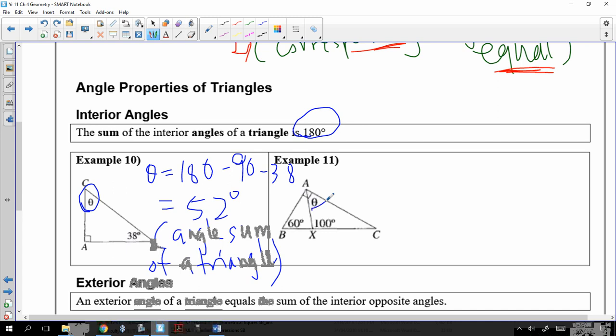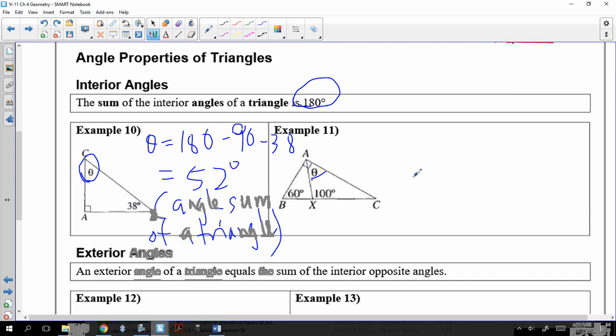Okay, let's work out theta. Now, to work out theta, you have to work out another angle first. Which angle would it be? BCA. Oh, yes, very nice. Good.